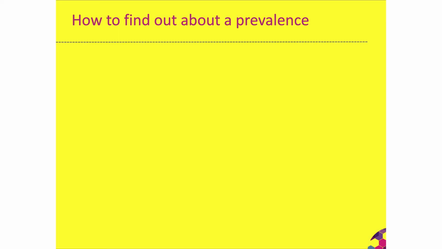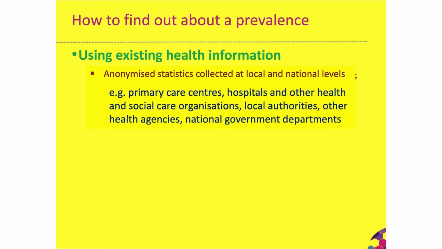So how do you find out about prevalence? Well, generally we use existing health information that we're already collecting. And this can be anonymized statistics collected by health organizations, collected at national level, for example, health profiles at borough, district level, at national level, collected from primary care centres, hospitals and other health and social care organisations.